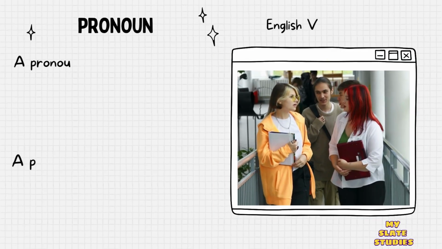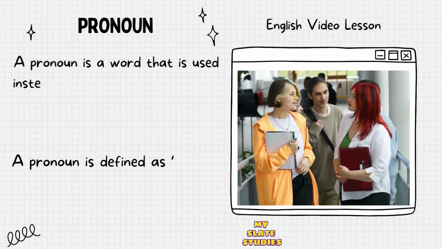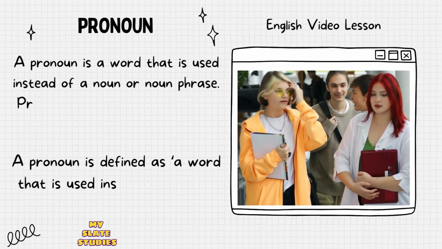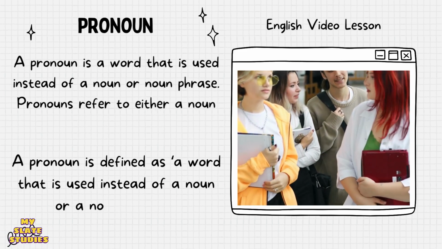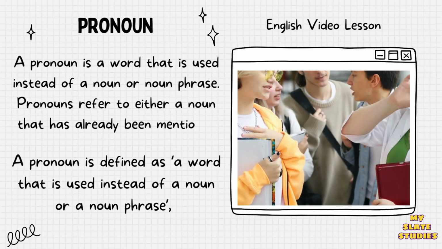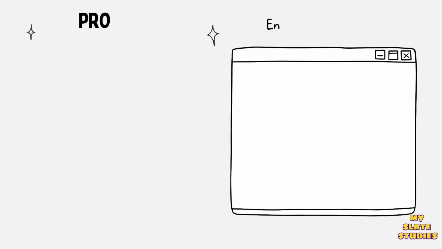A pronoun is a word that is used instead of a noun or noun phrase. Pronouns refer to either a noun that has already been mentioned or to a noun that does not need to be named specifically. Definition of a pronoun. A pronoun is defined as a word that is used instead of a noun or a noun phrase, according to the Cambridge Dictionary. Types of pronouns with examples.